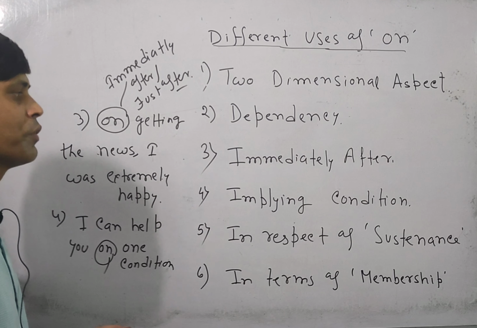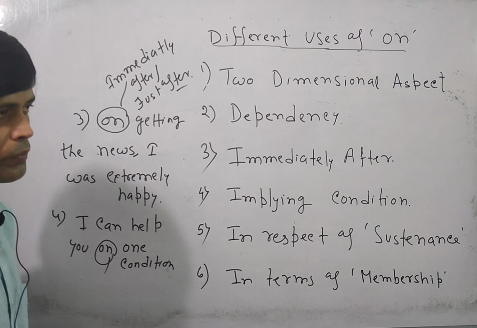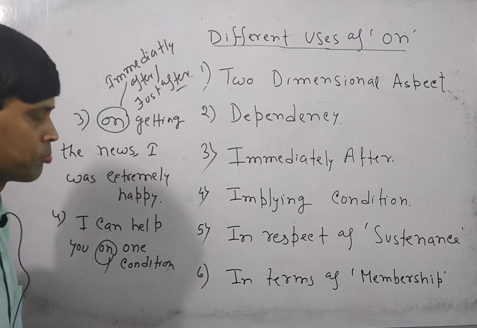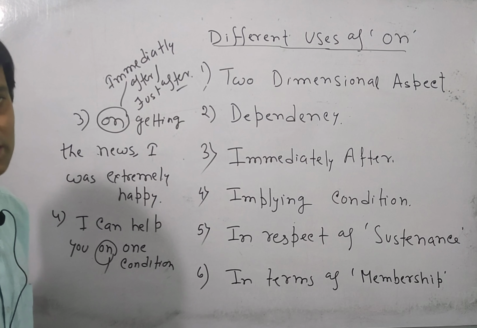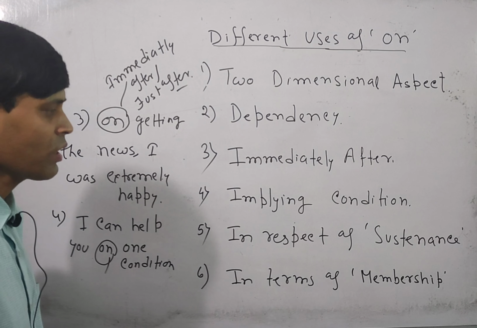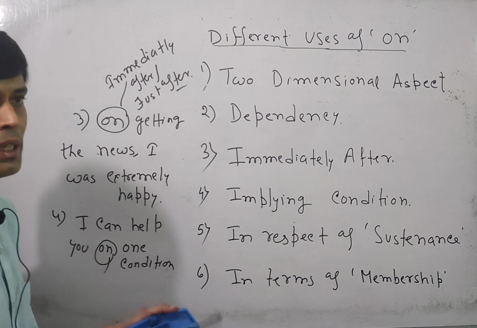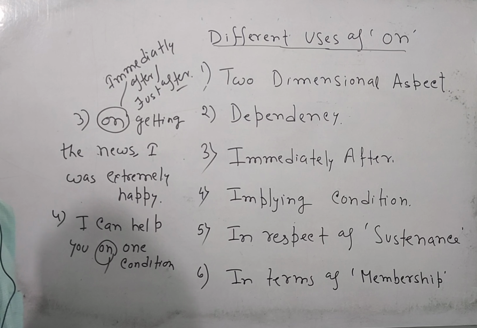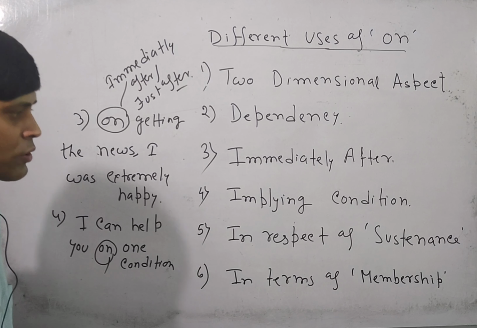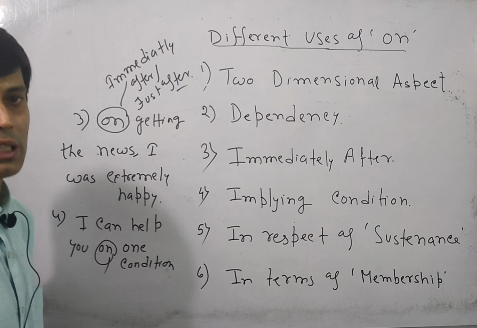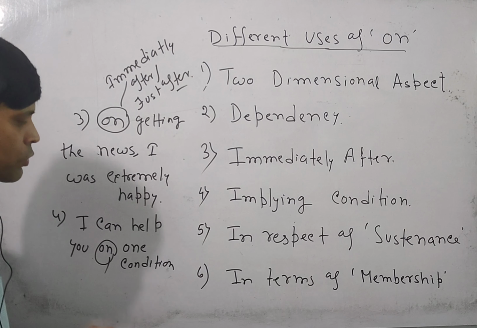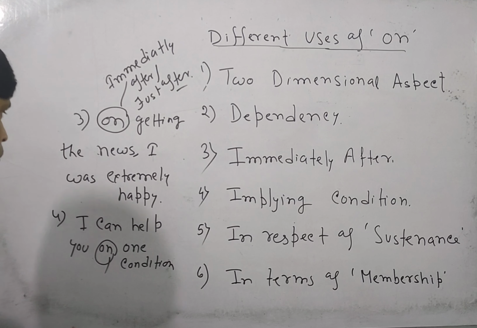Suppose we say that at present, we are completely on technology. That means we cannot live without technology at all. So in that case, or in respect of sustenance or prop, prop or support, we can easily use on. Now if I just go for the last option, membership.